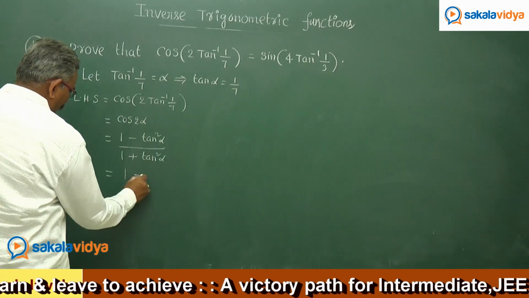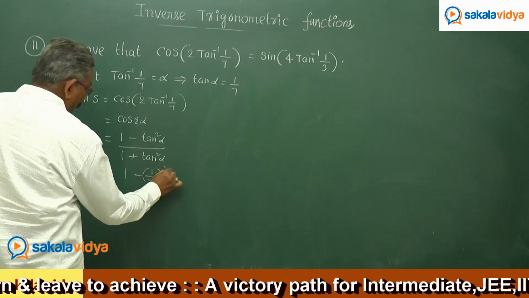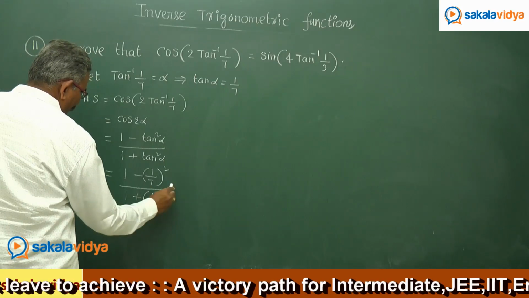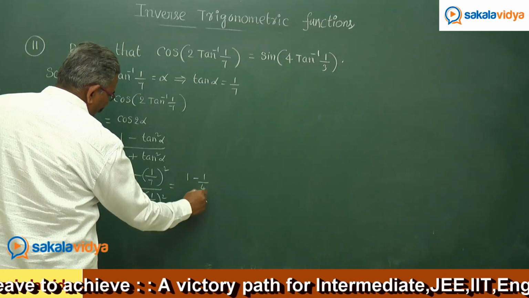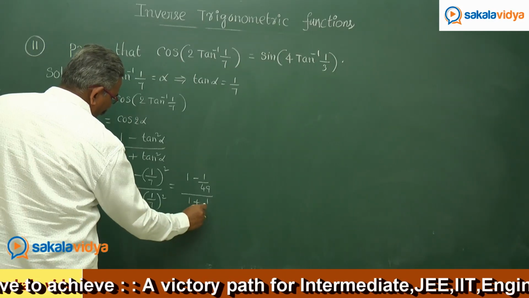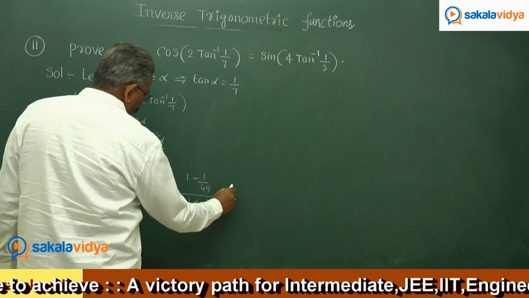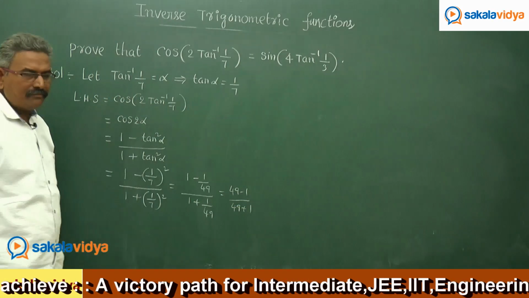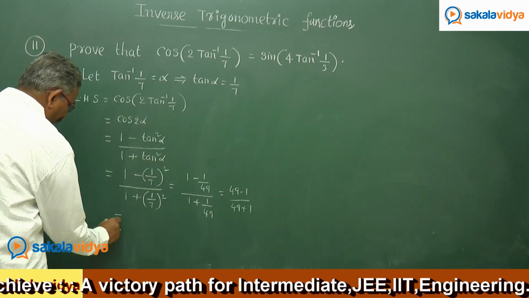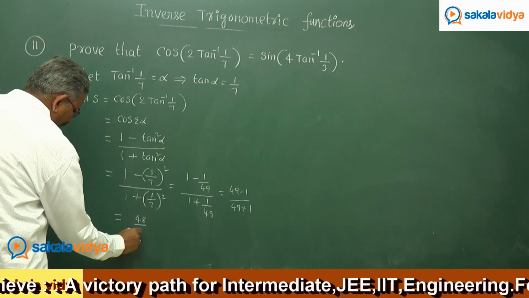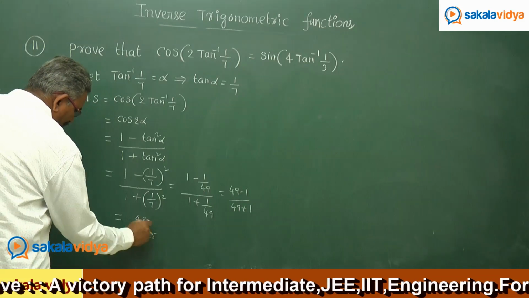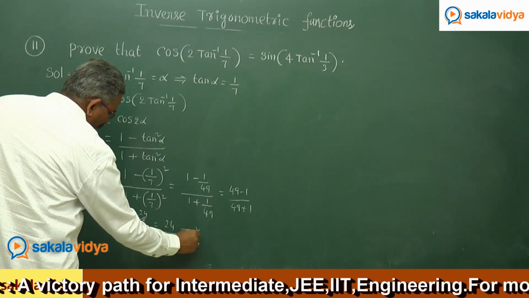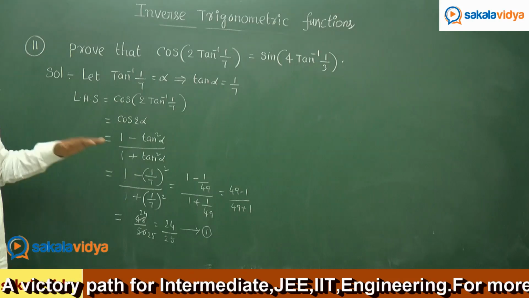So 1 minus 1 by 7 square by 1 plus 1 by 7 square. That is 1 minus 1 by 49 by 1 plus 1 by 49. This equal to 49 minus 1 by 49 plus 1, because 49 LCM gets cancelled. We have 48 by 50. This can be simplified to 24 by 25. Say this equation 1. LHS has been evaluated.